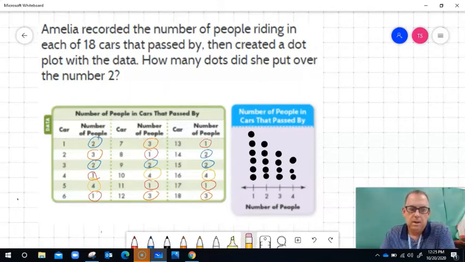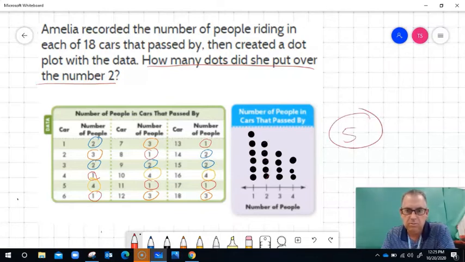So let's go ahead and make sure we can answer our question here. And our question was, how many dots did we put over the number 2? And there's 1, 2, 3, 4, 5 dots. So 5 dots over the number 2. 5 is the answer. Let's go ahead and look at the next problem.